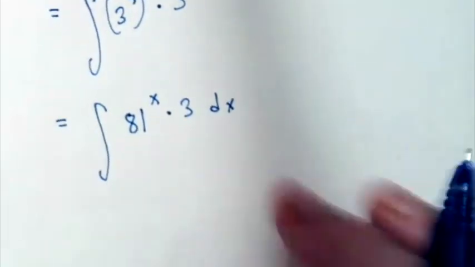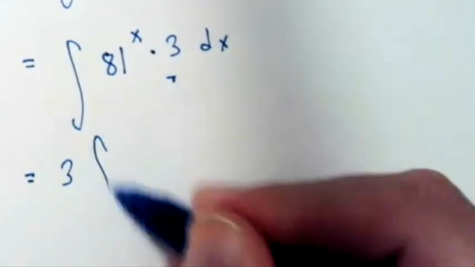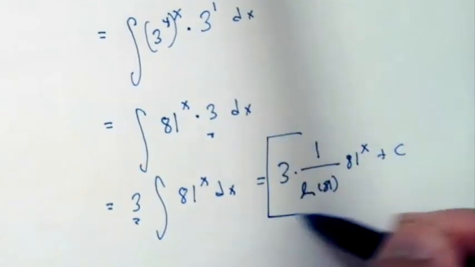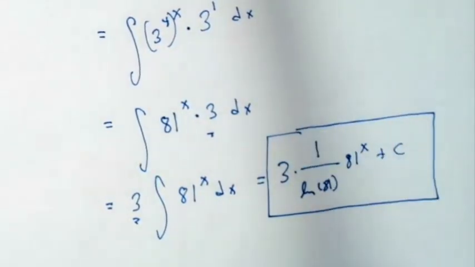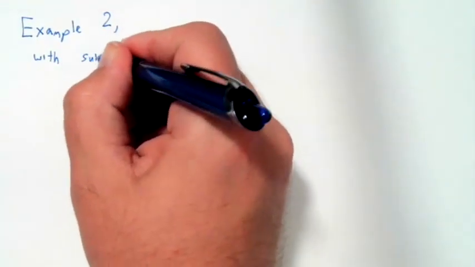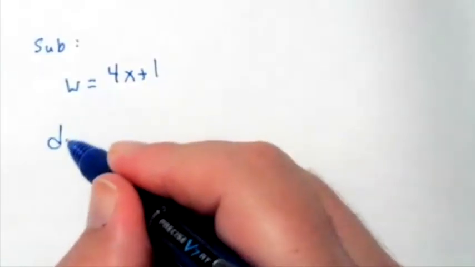Now we have 3 times the indefinite integral of 81 to the x dx. This becomes 3 times 1 over natural log of 81 times 81 raised to the x power plus an arbitrary constant c. Not too bad once we recognize how to split it up. Let's see what that same problem would look like if we approached it with substitution.